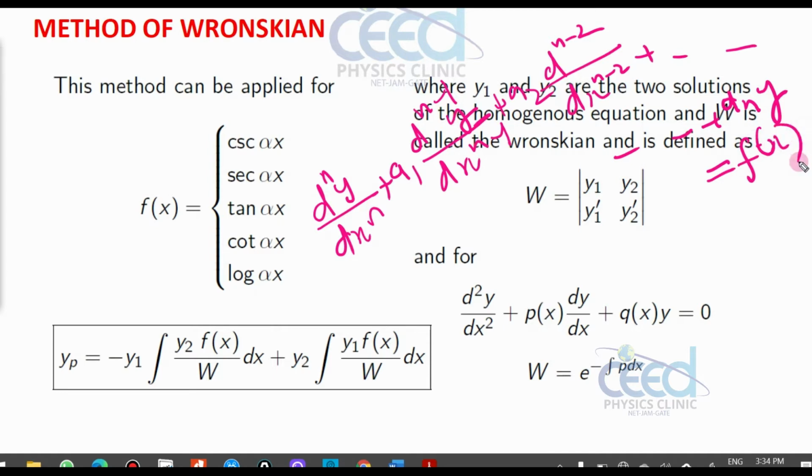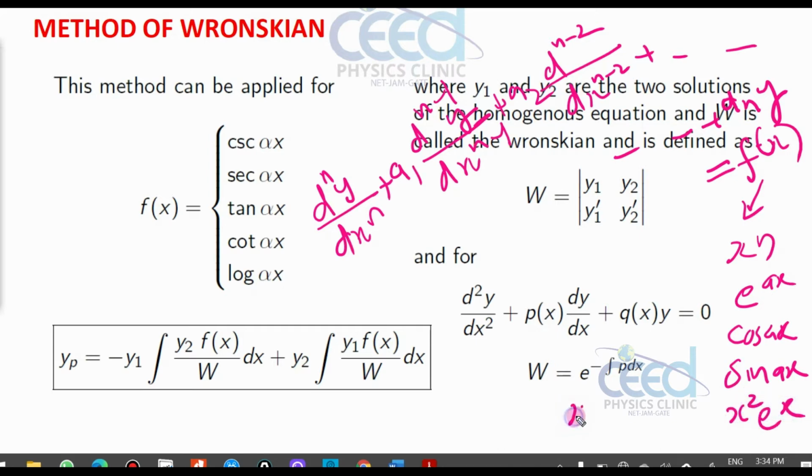Now in the last lectures we have seen that this f of x can take values like x raised to n, e raised to ax, cos ax, or sin ax, and some mixed functions also may come, like x square e raised to x, x square cos x, or e raised to ax times x square. All these kinds of functions that may come on the right side of the higher order differential equation, we have discussed those methods.